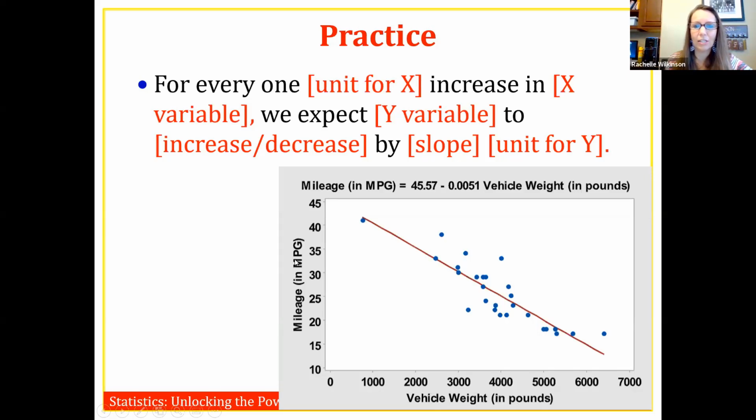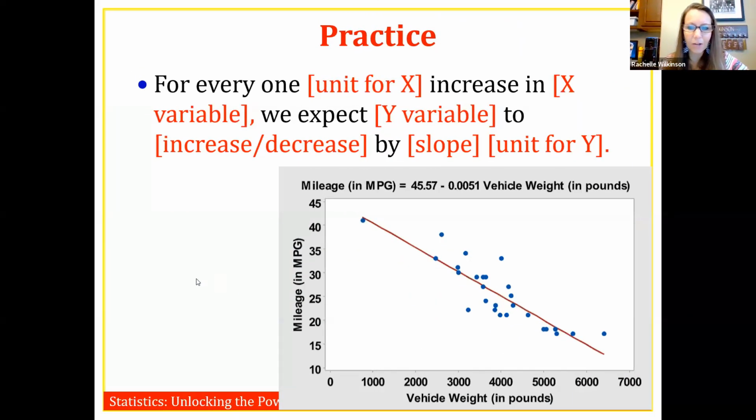Okay, so this is data that was collected on vehicle weights measured in pounds and the vehicle's gas mileage in miles per gallon. And you can see the regression equation is right up here on the top of the graph. So predicted mileage is equal to 45.57 minus 0.0051 times vehicle weight. All right, so what I want you to do is just on your paper, see if you can use the pattern I put up there to write out an interpretation, and then we'll look at it. We'll see if you got the same thing that I did. So I'll give you a minute or so to write that down.